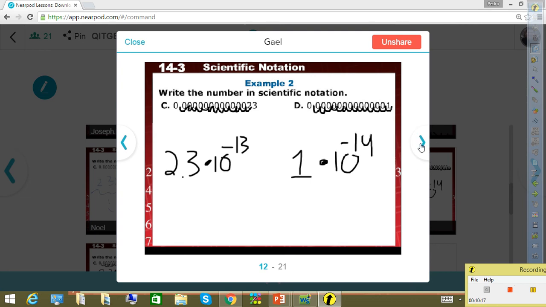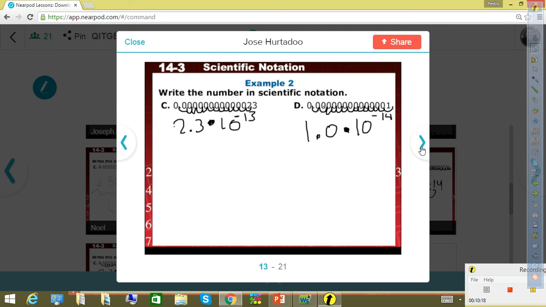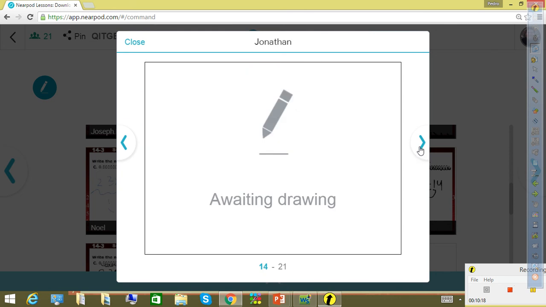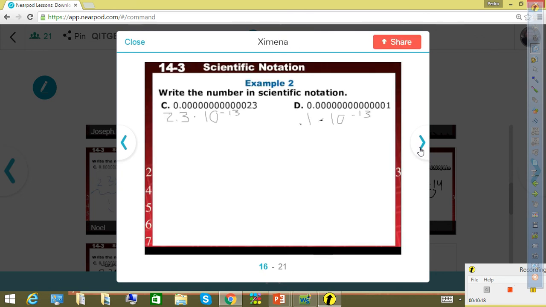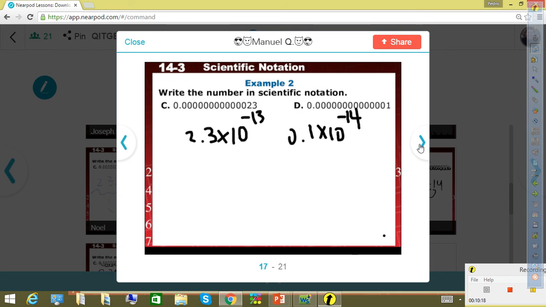All right. Let's see. How about this one? I'm going to send to your screen. Is that one also correct? Do you agree that that's also correct? It is correct. 1.0 is the same as 1. So don't get confused with those also. Let's see. How about, let's look at this one.